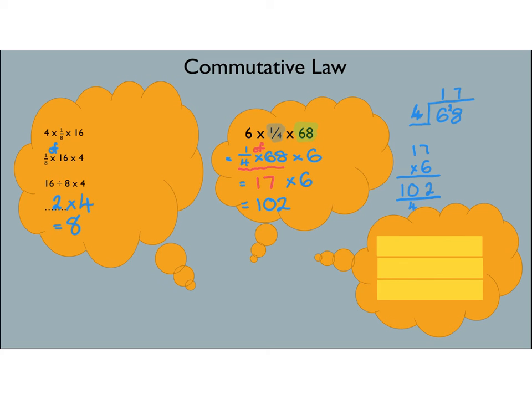Now another way that you might do that, you might split your 17 times 6 into 10 times 6 and 7 times 6, partitioning. 10 times 6 is 60. 7 times 6 is 42. Add them together and you get your 102.